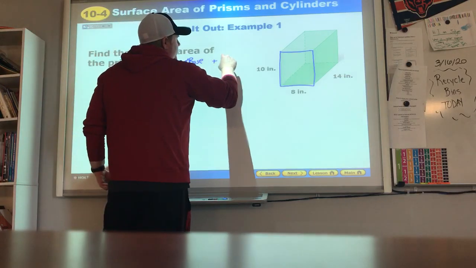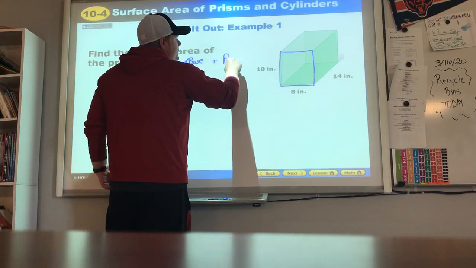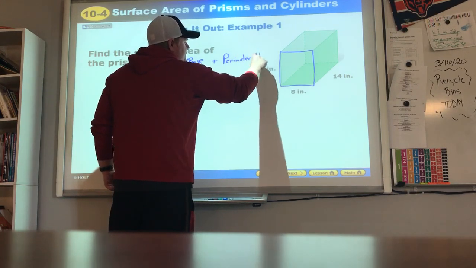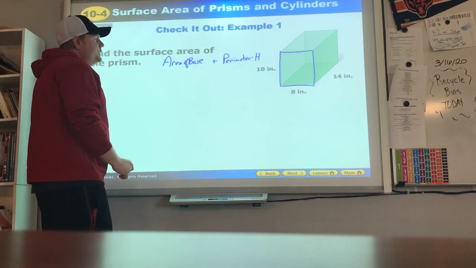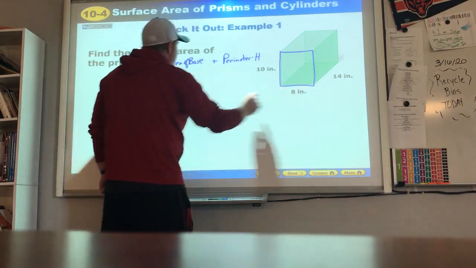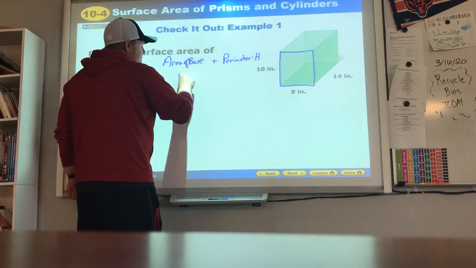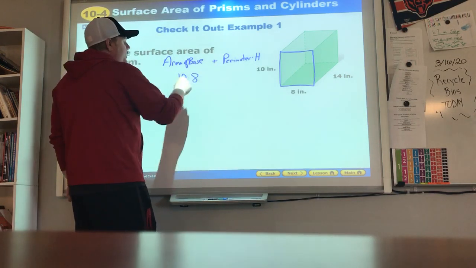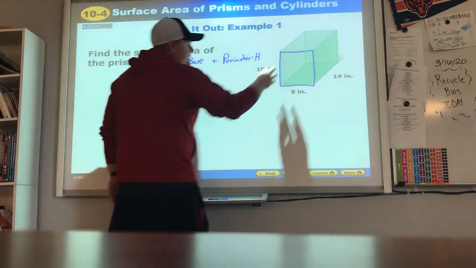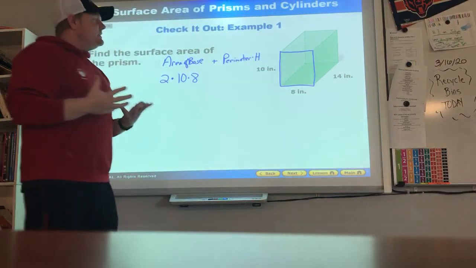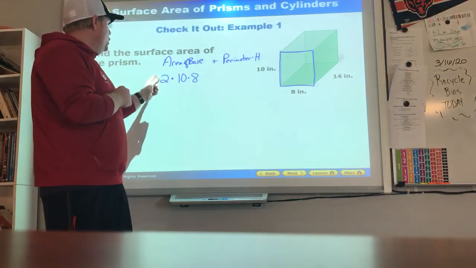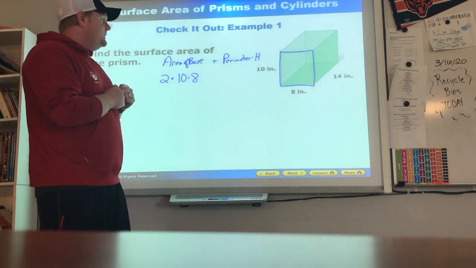Then we do plus perimeter times the height. Okay? So to find the area of the base of this rectangle, 10 times 8. That would be 10 times 8. And I know that there are 2 of them, so I can take 2 times that, because I'll have one square here and one square here. They're exactly the same, so I could take 80 and add it together with 80 to get 160, or I could take 80 times 2 and get 160.